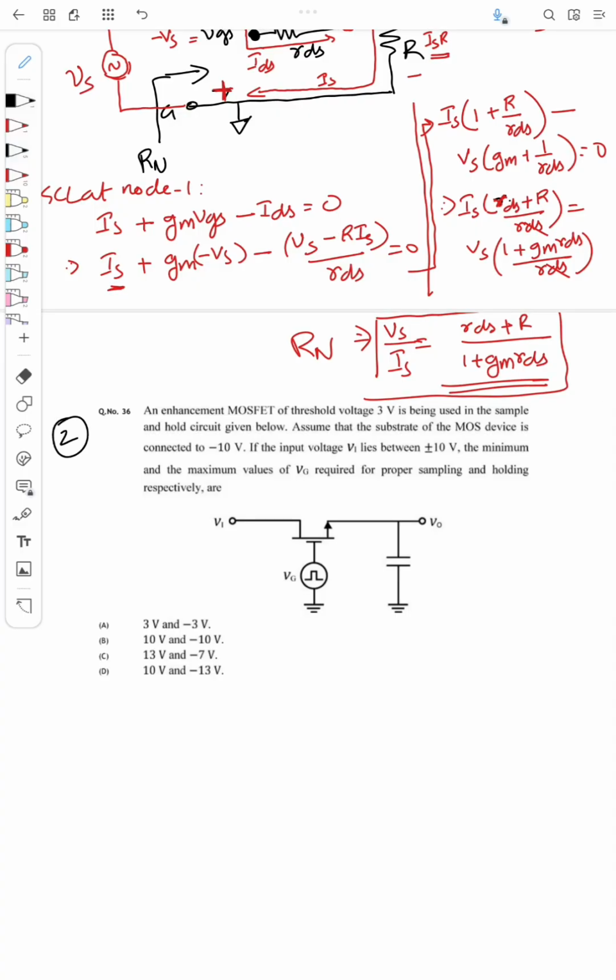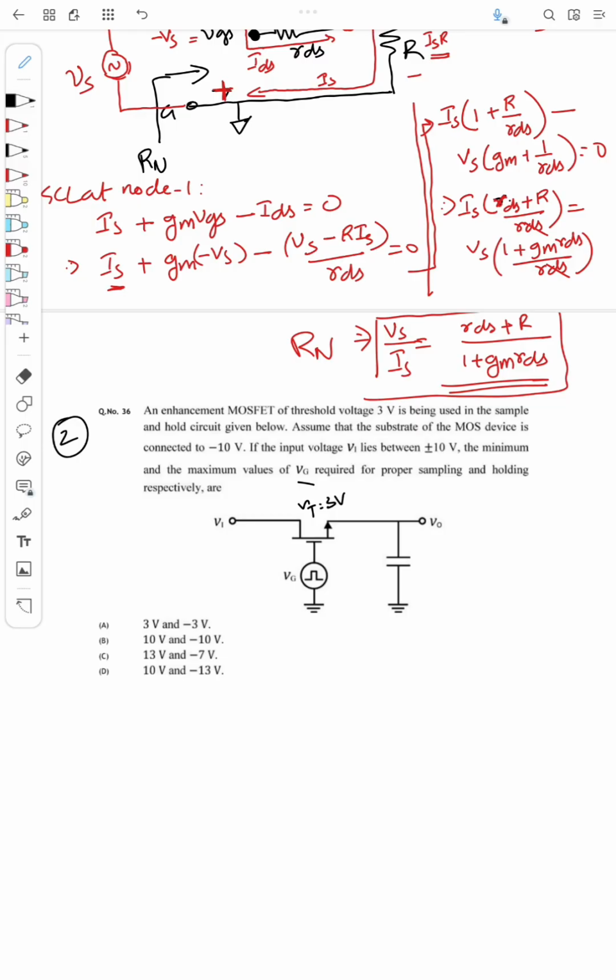So question 2. The question 2 is, an enhancement MOSFET of threshold voltage 3 volt is being used in the sample and hold circuit given below. So here a sample and hold circuit is given, and its MOSFET threshold voltage Vt is given as 3 volt. Assume that the substrate of the MOS device is connected to minus 10 volt. If the input voltage V1 lies between plus or minus 10 volt, the minimum and maximum values of Vg required for proper sampling and holding respectively are.